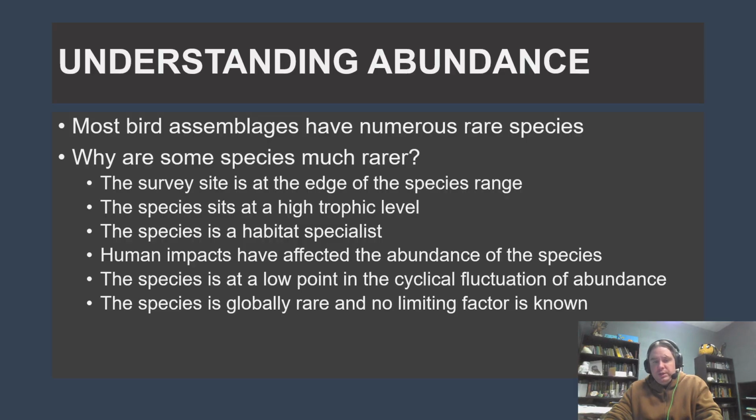A question might be, why are some species in this space much rarer than other species? Like why is there this unevenness in the distribution of species? And so there's a bunch of different potential reasons for that to occur. The first is that the survey site could be at the edge of the species range.